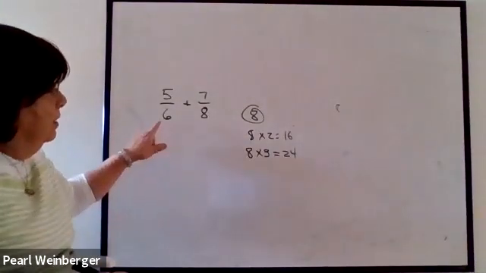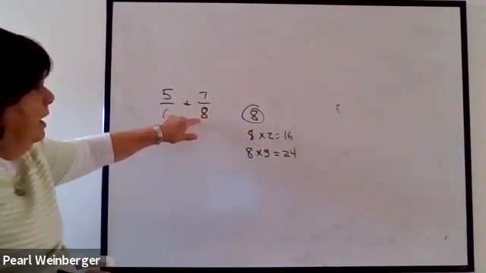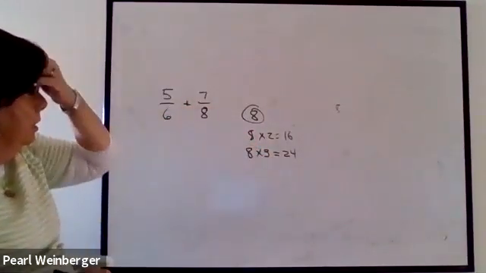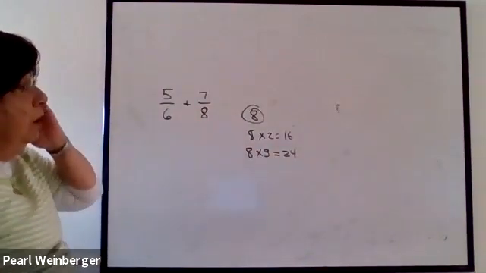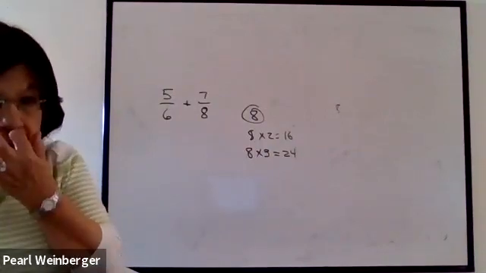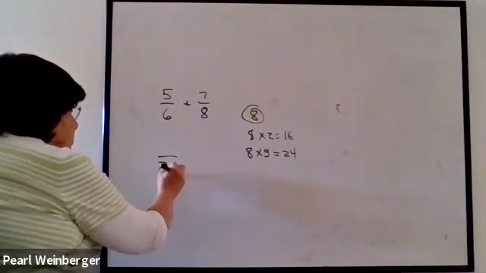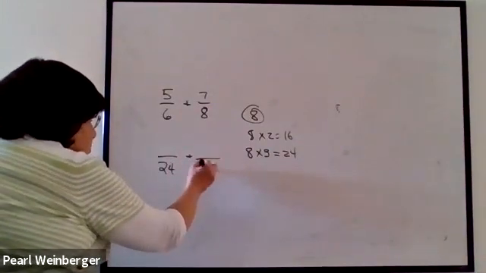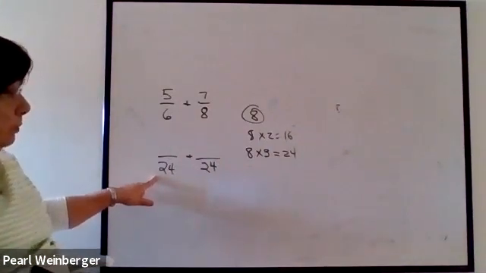6 is a factor of 24. 8 is a factor of 24. 6 times 4 is 24. 8 times 3 is 24. Your LCD then is going to be 24. We're going to change each of these fractions to fractions with denominator 24.